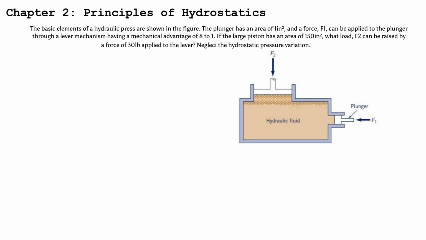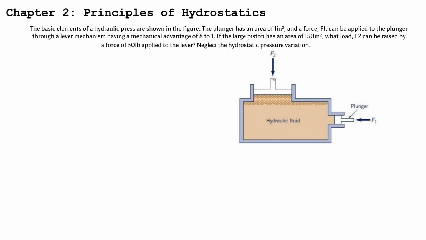The basic elements of a hydraulic press are shown in the figure. The plunger has an area of 1 inch squared and a force F1 can be applied to the plunger through a lever mechanism having a mechanical advantage of 8:1. If the large piston has an area of 150 inch squared, what load F2 can be raised by a force of 30 pounds applied to the lever? Neglect the hydrostatic pressure variation.